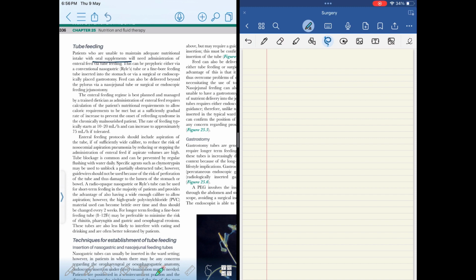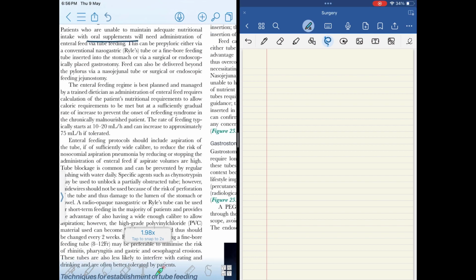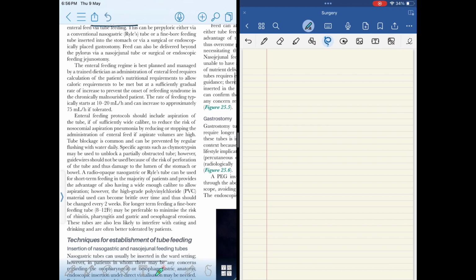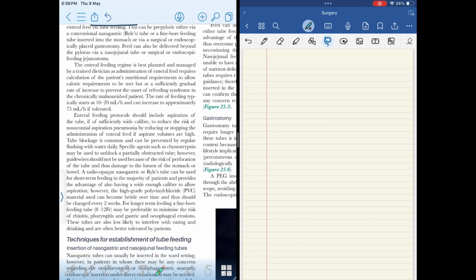Moving on to the details. Patients who are unable to maintain adequate nutritional intake with the oral supplements will need administration of the enteral feed via the tube feeding. A conventional nasogastric tube, Ryle's tube or fine bore feeding tube can be inserted into the stomach. Or we can do it via surgical or endoscopically placed gastrostomy. Now, the patient's nutritional requirements have to be met. So we need a trained dietitian because we have to assess the patient's nutritional requirement.